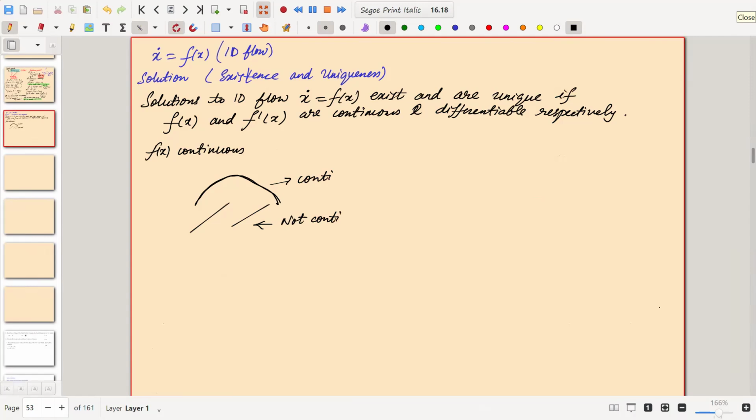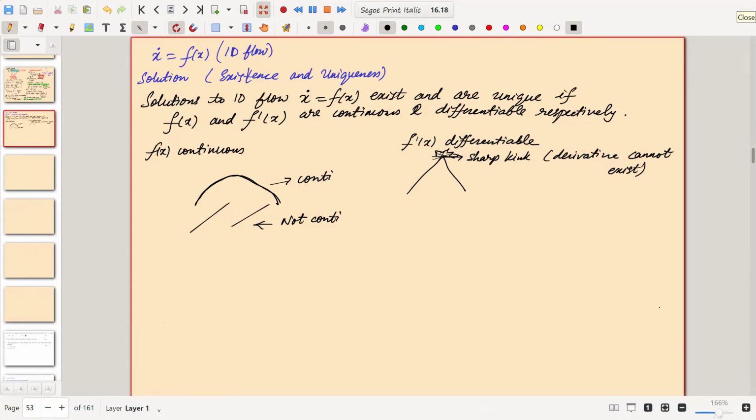Agree. Now f prime of x has to be differentiable. What does it mean? It means it should not have any sharp points. It should not look like this. Why? Because here there is a sharp kink, and a sharp kink means the derivative cannot exist. I hope we remember this from our numerical methods course. You can have multiple slopes there, so the derivative cannot exist.